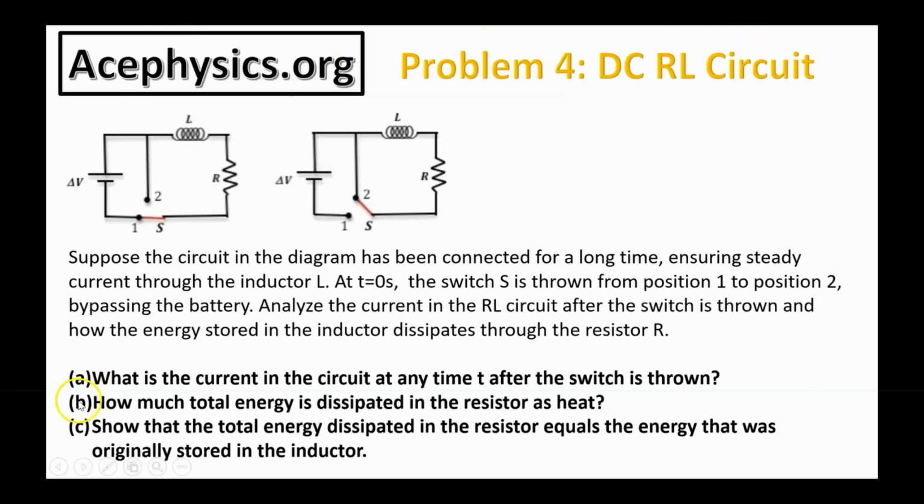The question asks us to find what is the total current in the circuit at any time t after the switch is thrown, how much total energy is dissipated in the resistor as heat, and show that the total energy dissipated in the resistor equals the energy that was originally stored in the inductor.